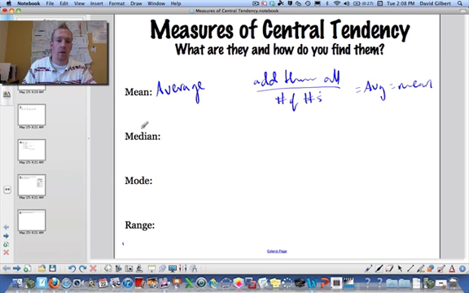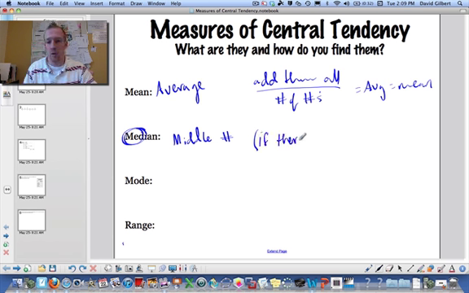And then the median. In the word median, think of small, medium, large. Median is the middle number. I'll show you how to count those. If there are two middle numbers, so if you have an even number of numbers, then what you do is you average them.